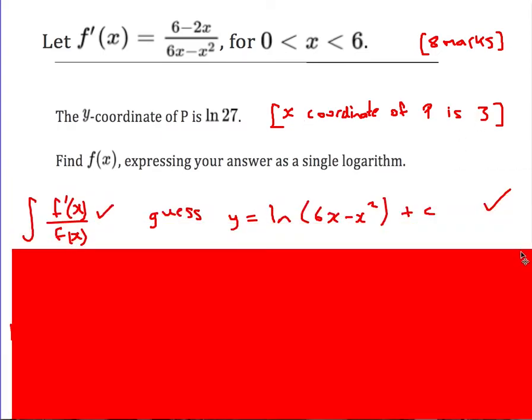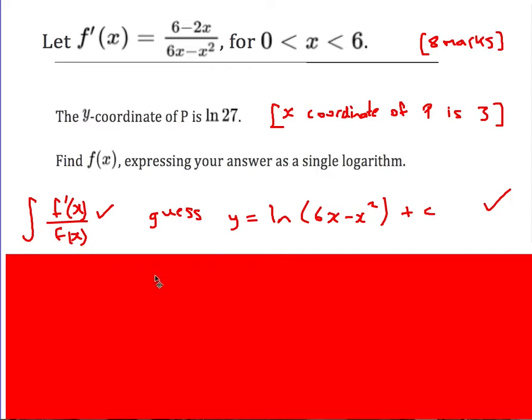So let's have a look at how to do this one. First off, we notice we've got an f'(x) over f(x) kind of question. This thing differentiates to this thing. So we jump straight in and go, let's just guess that it's y equals ln of bracket 6x minus x squared, plus c. That's our guess straight off.